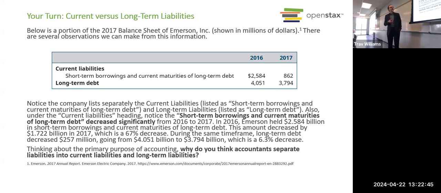So why do you think an investor or an analyst looking at this balance sheet cares that this much of the debt is long-term and this much of the debt is short-term? Why does that even matter? It's all debt, right? So why do we break it down into current and long-term?